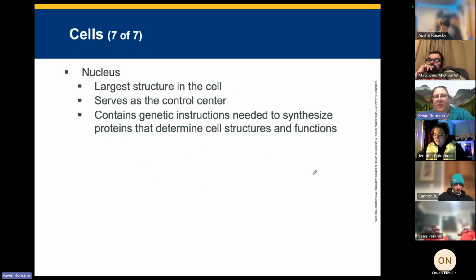All right, so the nucleus, the largest structure in the cell, serves as the control center. This is like your EOC, the emergency operations center. This is your home base. This is the person in charge, right? This is the largest structure there. This contains the genetic instructions needed to synthesize the proteins that determine cell structures and functions. The structures consist of DNA and other various proteins. So inside the nucleus is a fluid called nucleoplasm that suspends the chromatin, right?